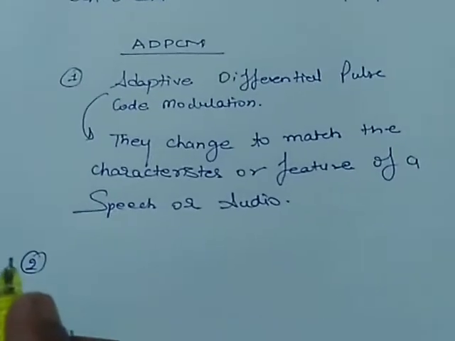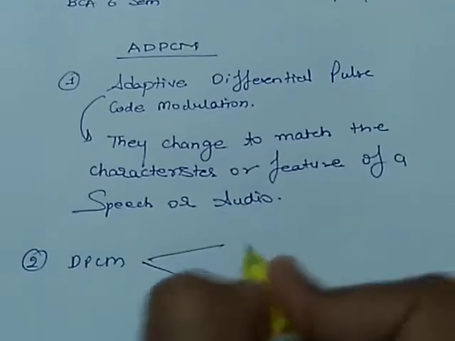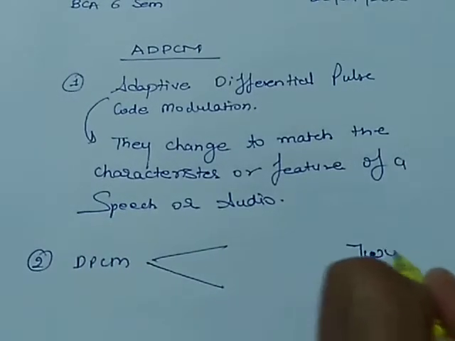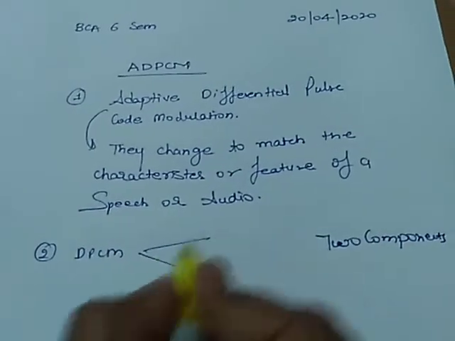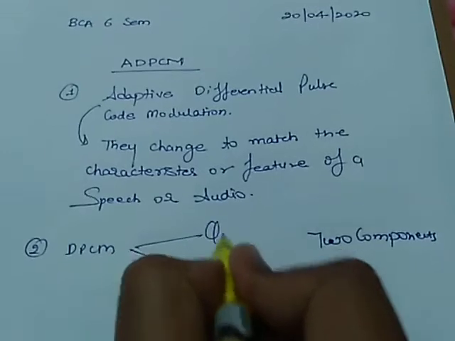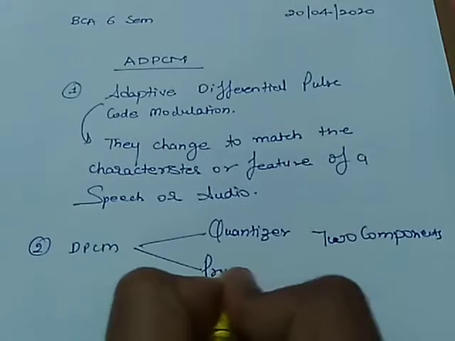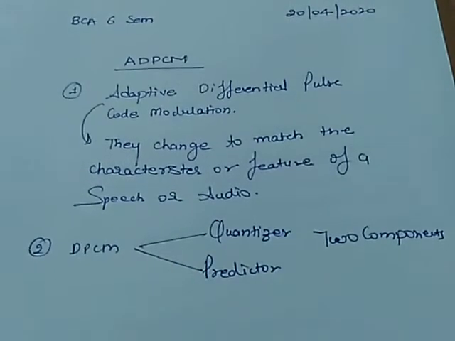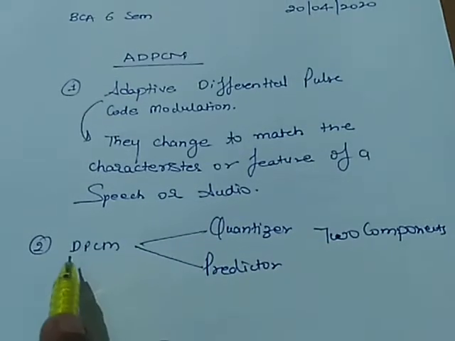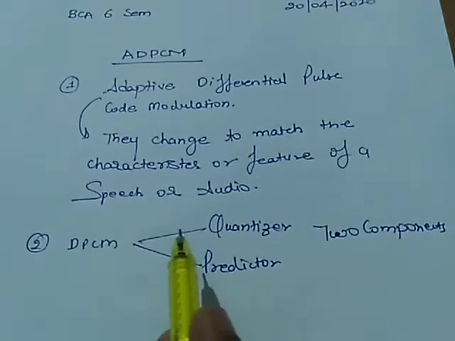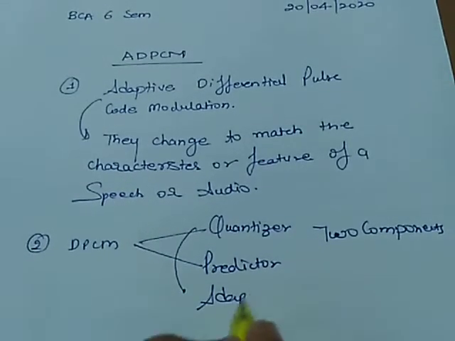Now, differential pulse code modulation, that is DPCM, has two components. One is the quantizer and the other one is the predictor. These are not adaptive in case of DPCM, but in adaptive differential pulse code modulation, these two components are adaptive.